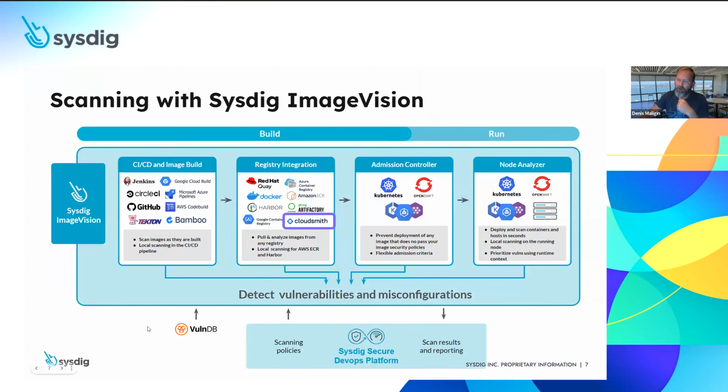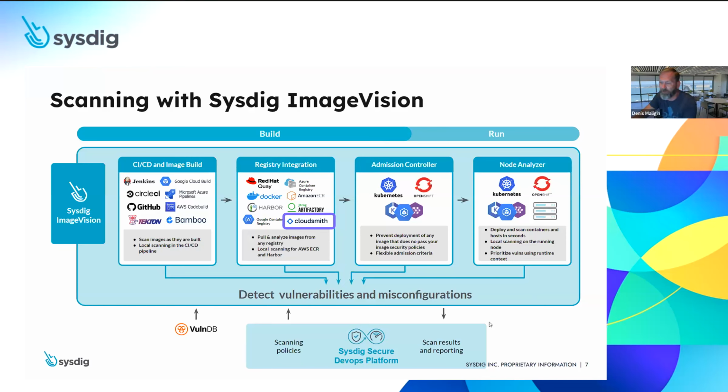If we're talking about vulnerability management from our perspective, we're talking about Sysdig Image Vision, which covers the build and the runtime phases. With the build phase, we can integrate with any available CI/CD environment. We also support integration into registries, so we are able to scan registries as well. Coming more towards the runtime phase, this is where things start to get interesting for us. We are able to block unscanned or non-compliant images from being deployed in your Kubernetes cluster, using our admission controller.